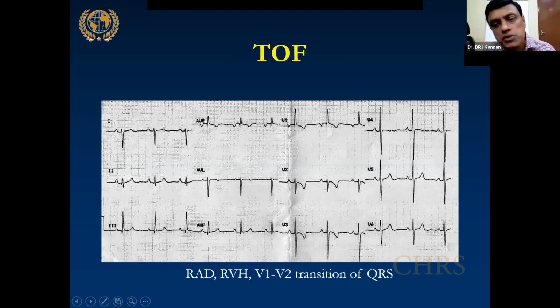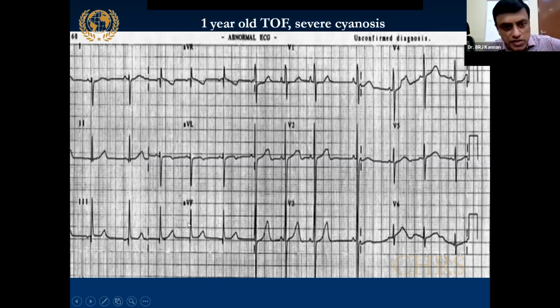Is there any other utility of ECG in tetralogy of Fallot? See this case, a 1-year-old child with tetralogy of Fallot, severe cyanosis. He has all the findings: right axis deviation, clockwise loop, 2, 3, aVF showing QR waves, and RV dominance is there. But what about V5, V6 R wave? They are very, very small. What does this tell us?